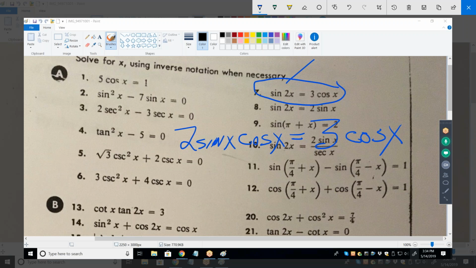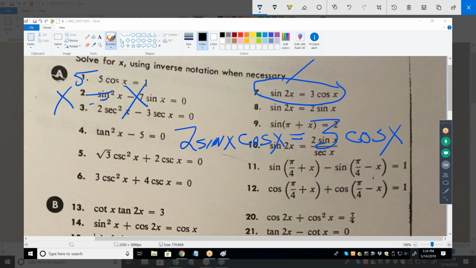Now you're going to, would you divide both sides by cosine of x? There's a problem with doing that. That's right. If cosine of x can be 0, which it can be, then you're dividing both sides by something that can be 0. And when you do that, you lose that solution. Always. It doesn't matter whether it's a polynomial or anything else.